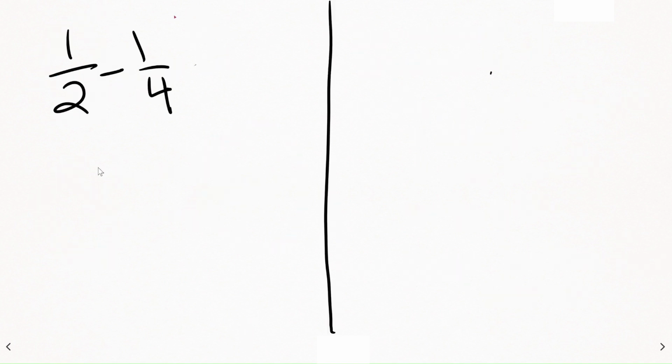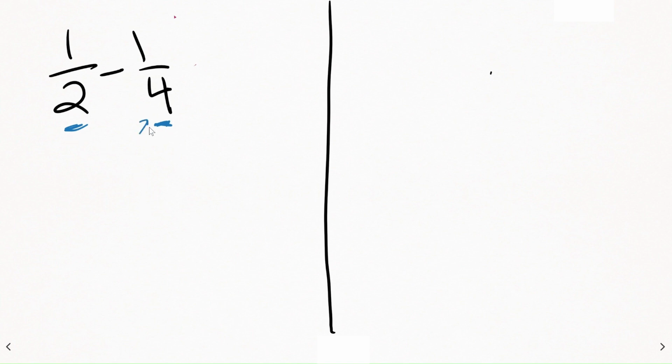Now for subtraction, we need to do the exact same thing. Because remember, addition and subtraction are brother and sister, and they live in the same house, and their parents give them the same rules. So you got to obey the same rules with subtraction that you do with addition. So subtraction has to have the same bottom numbers to the fractions.